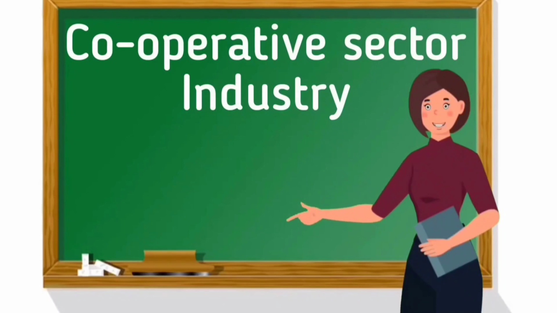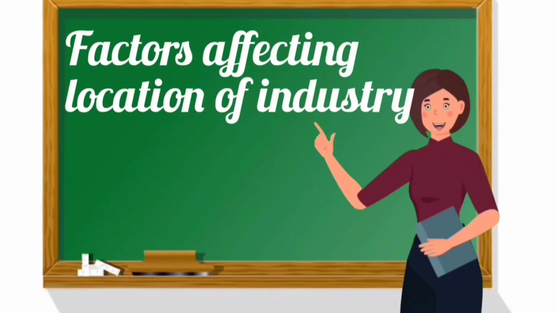Cooperative sector industries are owned like Anand Milk Union Limited. Dairy is a success story of cooperative venture, right? Now, factors affecting location of industry.